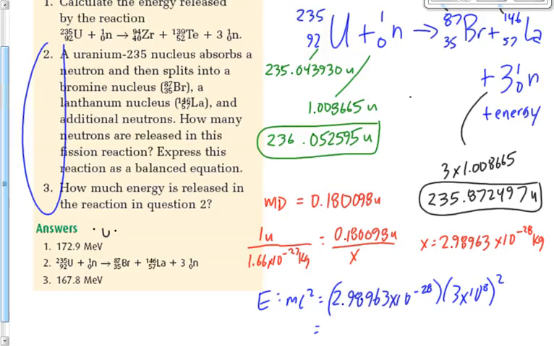And what do we get there? 2.69 times 10 to the minus 11, and that's going to be joules, right? All right. Now we want to convert that. Doesn't really say we have to convert it to electron volts, but that's what they have as our answer. So let's do that.